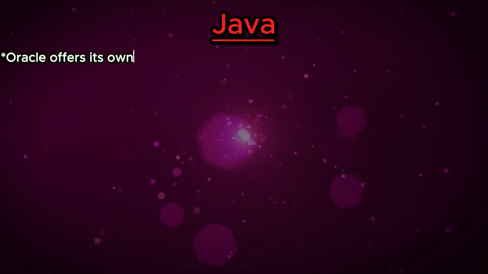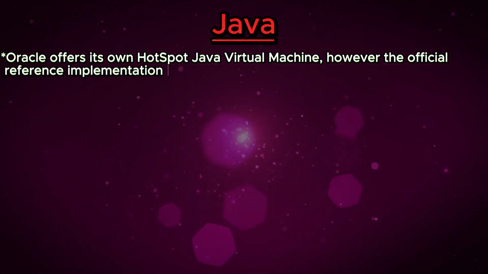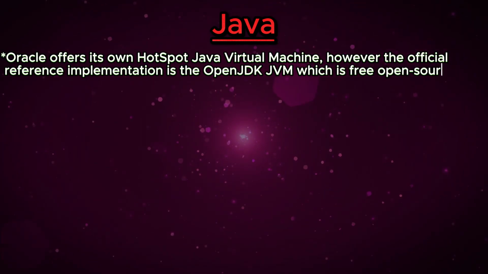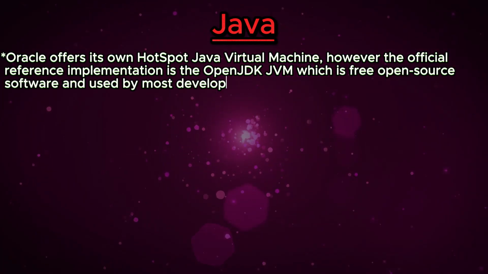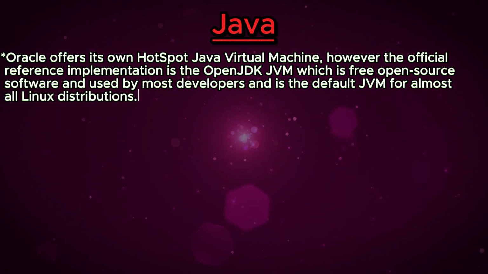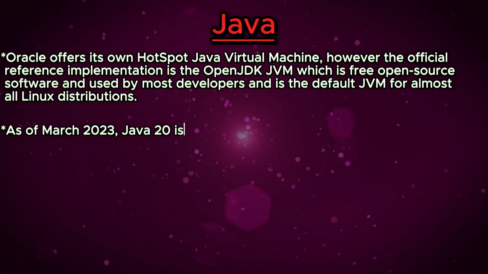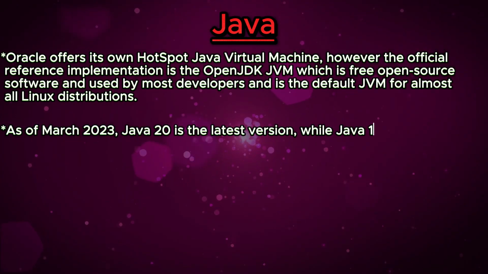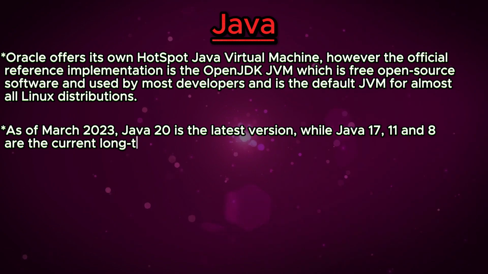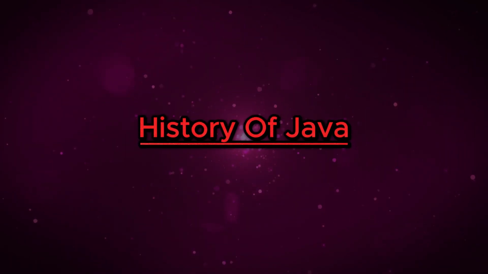Oracle offers its own HotSpot Java virtual machine. However, the official reference implementation is the OpenJDK JVM, which is free open-source software and used by most developers, and is the default JVM for almost all Linux distributions. As of March 2023, Java 20 is the latest version, while Java 17, 11, and 8 are the current long-term support LTS versions. History of Java.